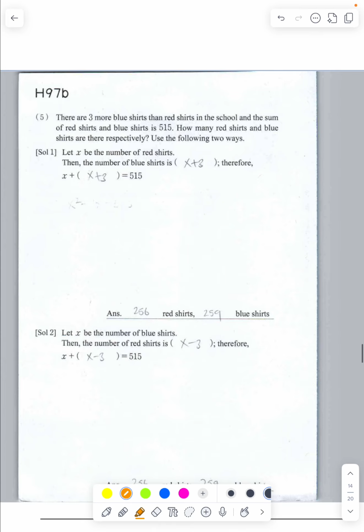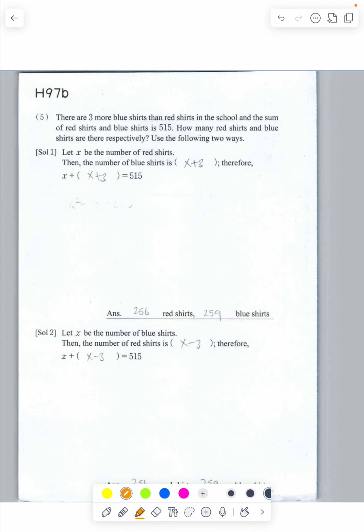All right. Question, page number 97B. This one's a little bit tough. There are 3 more blue shirts than red shirts in the school, and the sum of red shirts and blue shirts is 515. What does sum mean? Total.